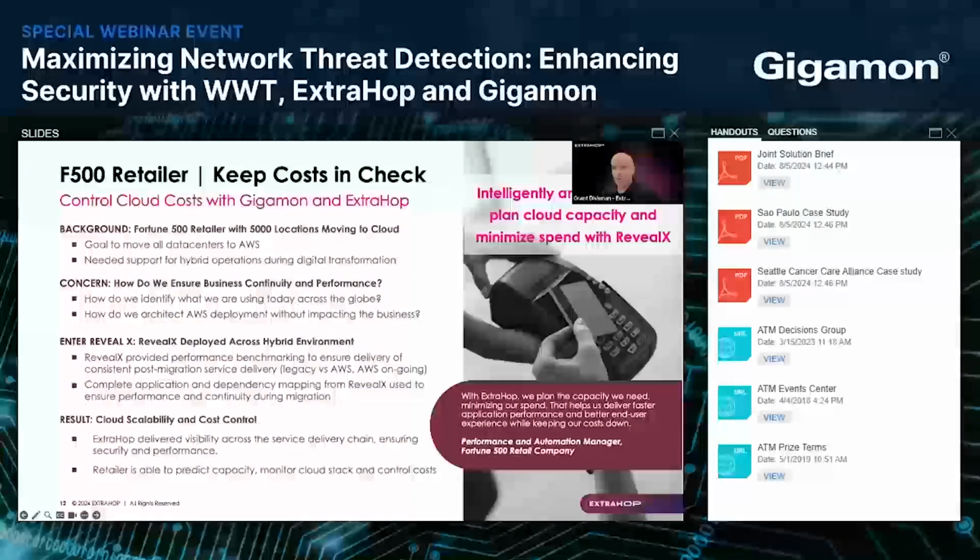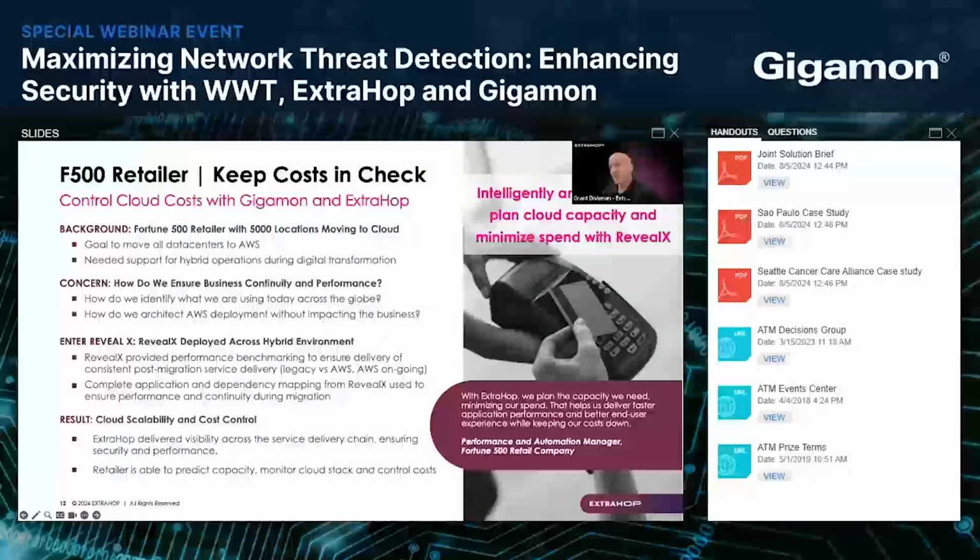I want to tie it together. I'm a story guy as well. So let's tie it together on how ExtraHop and Gigamon can help reduce cloud cost and reduce cyber risk. We all work with companies that are either dipping their toe in the cloud, or jumping everything into the cloud, or somewhere in between. And that migration away from legacy data centers and into a cloud environment can be a daunting task for a lot of companies.